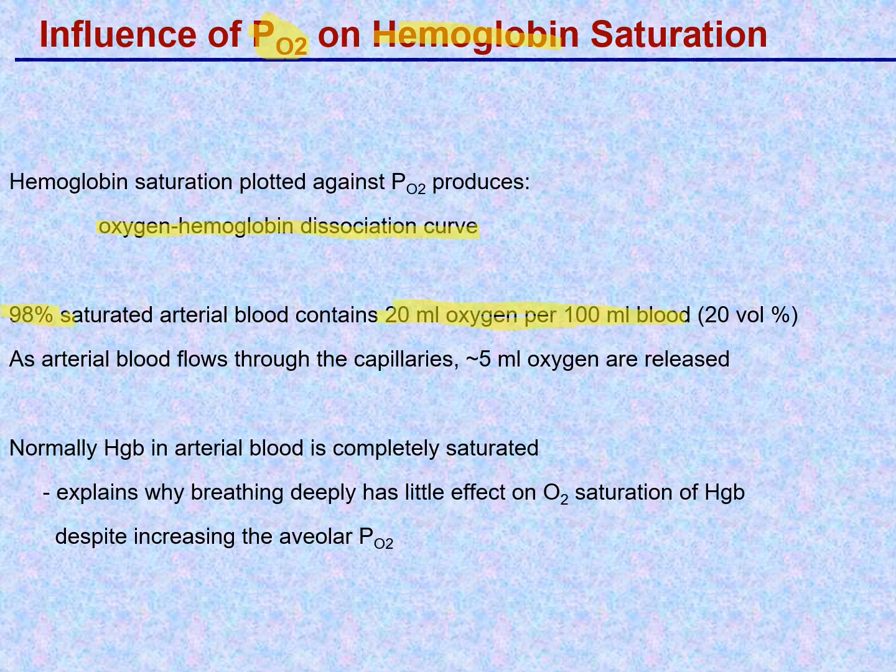As it goes into the systemic circulation and flows into the capillaries in the tissues, then about a quarter of that, remember it drops from 100 to approximately 75, but a quarter of that oxygen is released. So normally in arterial blood, in the systemic circulation, it's completely saturated, and it's not until it gets down to the level of the tissues where it gets exposed to tissue PO2 of 40 will it release the oxygen.